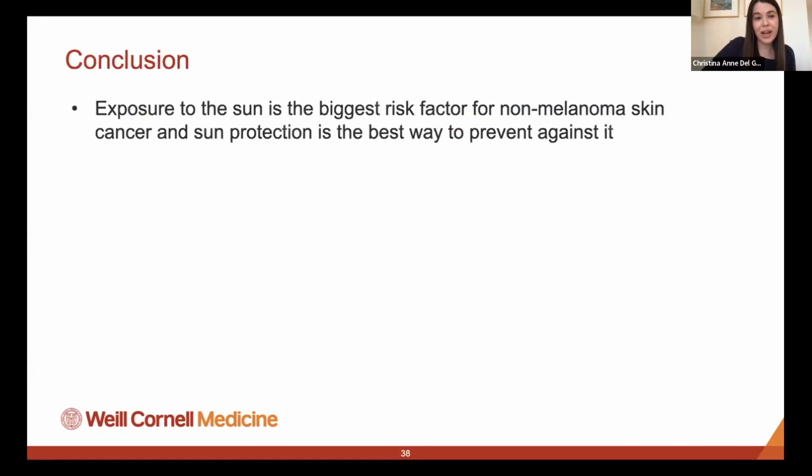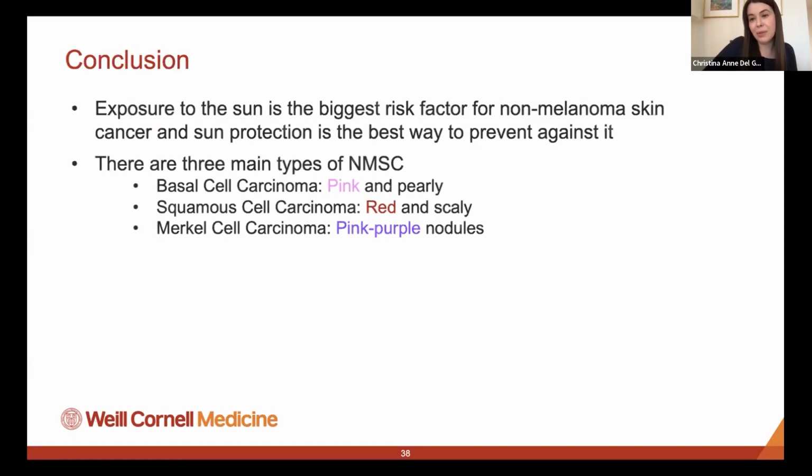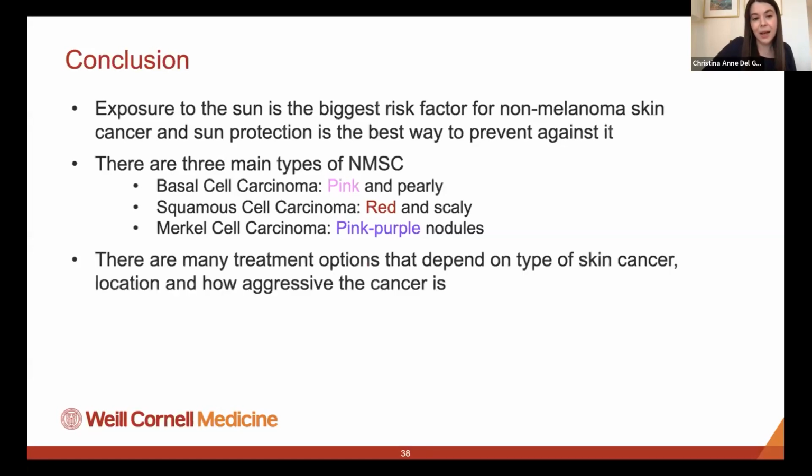So just to summarize, exposure to the sun is our biggest risk factor for non-melanoma skin cancer, and sun protection is our best way to prevent against it. There are 3 main types of non-melanoma skin cancer, basal cell and squamous cell being the most common. When you think of basal cell, I want you to think pink and pearly. Squamous cells are more red and scaly, and Merkel cell carcinomas are much rarer, but those are the more pink, purple nodules. There are many different treatment options that depend on the type of skin cancer that you have, the location, and how aggressive that skin cancer is. And it's always a discussion with your doctor about what the best treatment option will be for you.